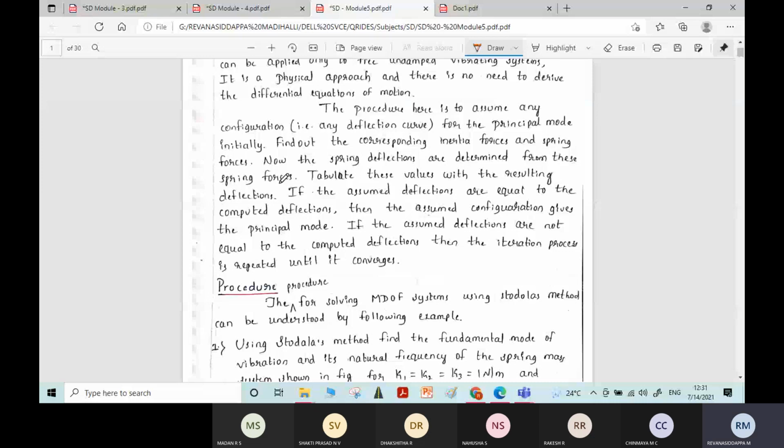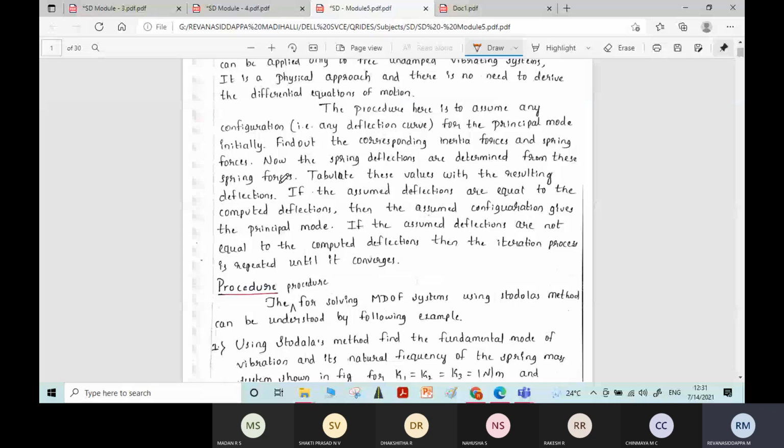Now I'll explain the procedure for Stodola's method. For Stodola's method, you can see the problem given. Using Stodola's method, find the fundamental mode of vibration and its natural frequency of the spring mass system shown in the figure, where K1 equal to K2 equal to K3 equal to 1 Newton per meter, and the masses are also given. This is 1 kg.